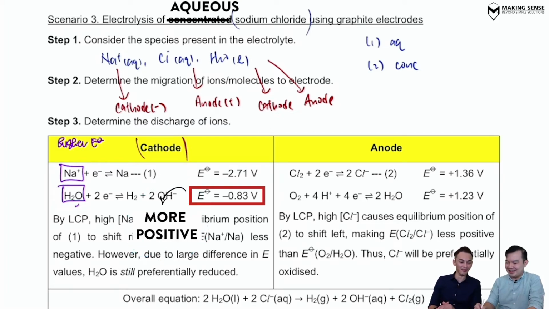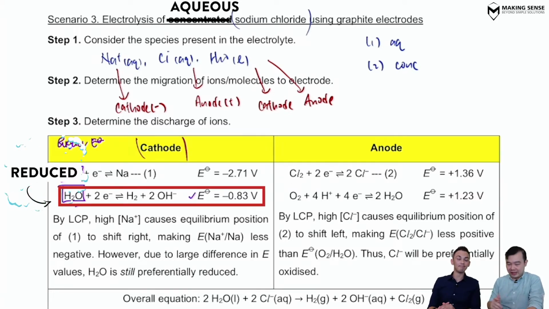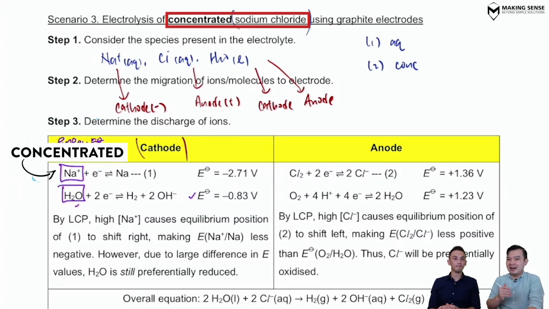Yes. Which is negative 0.83. Yes, be careful. So we're actually looking out for this one over here. Okay. This means that your water is going to get reduced. Okay. What happens now if I start to change it up to become concentrated sodium chloride?